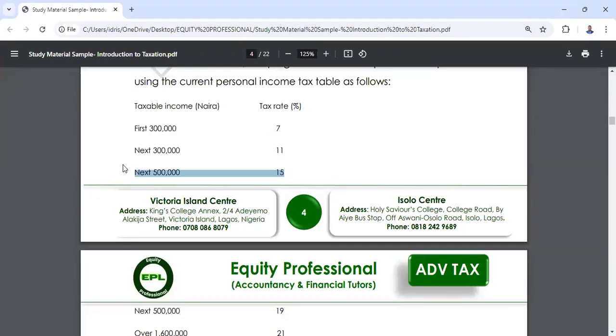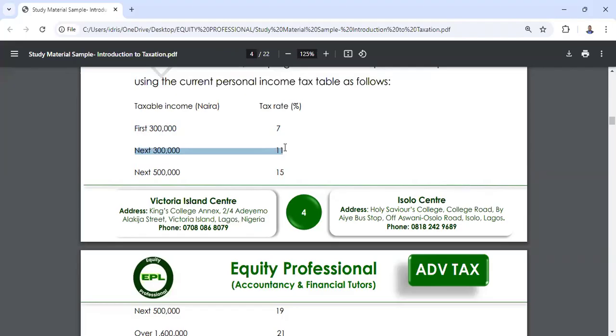Out of 2.5 million, you first of all remove 300,000. That one will be charged at what rate? 7%. If you remove 300,000, how much is the remainder? 2,200,000. You will now remove another 300,000. That one will be charged at the rate of 11%.